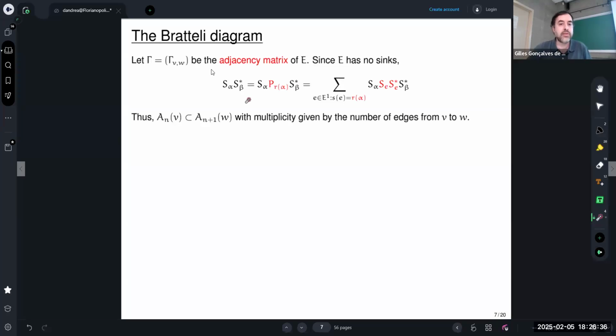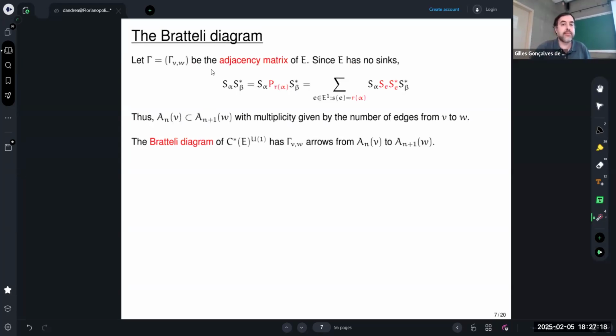And then what did you do? Here on the left, you have an element in the algebra A_n V, and on the right, you have a sum of elements in the algebra A_{n+1} W, where W is any vertex such that there is an edge from V to W. So what's happening here is that your map sends each full matrix algebra A_n V into the matrix algebras A_{n+1} W, such that V and W are connected by an edge. This gives you the Bratteli diagram, say at level n.